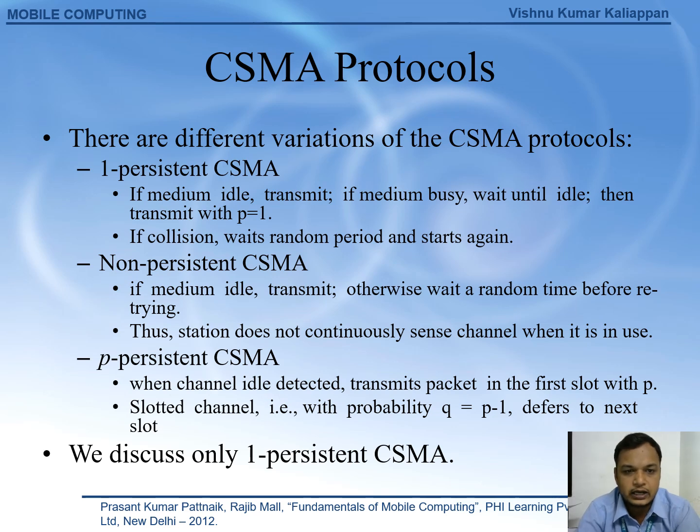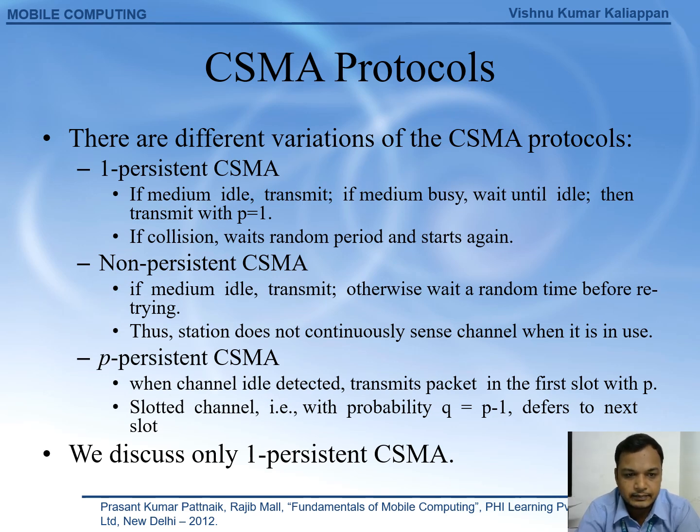CSMA protocols have different variations: one persistent CSMA, non-persistent CSMA, and P-persistent CSMA. Persistency is nothing but how much time we are going to wait if the medium is idle. The time can be random or it can be fixed. That can be decided by using the three variations of the CSMA protocol: one persistent, non-persistent, and P-persistent CSMA.